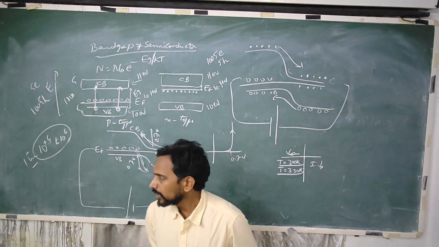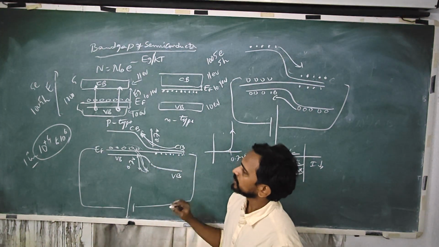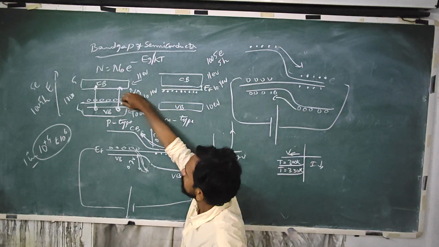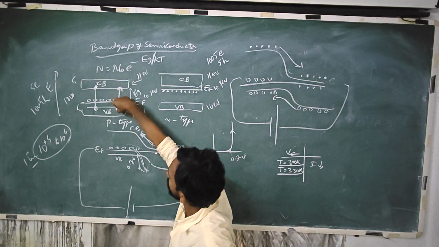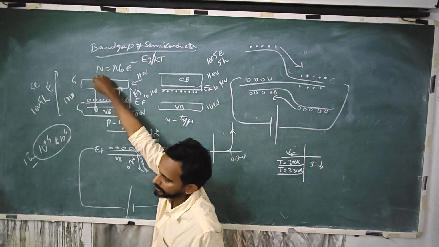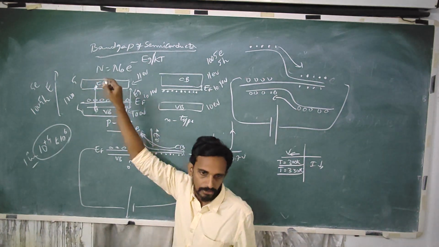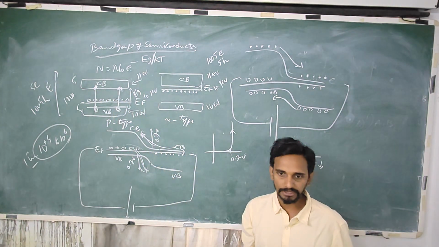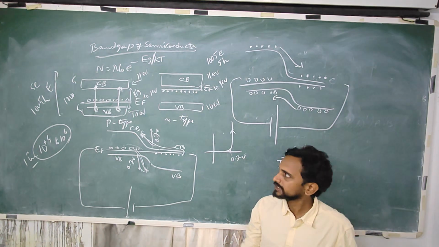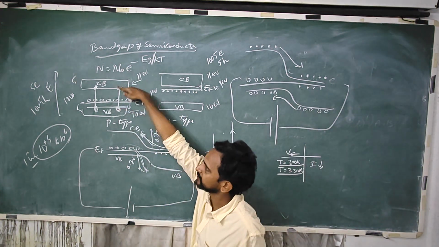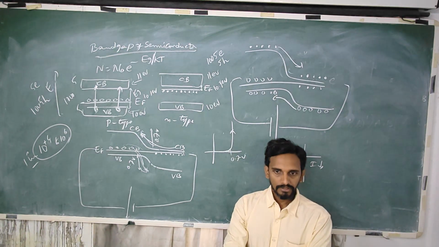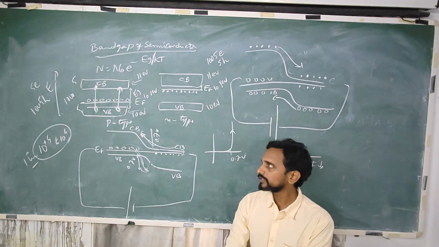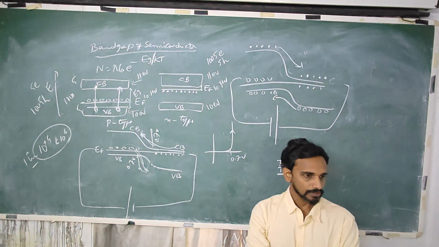So now the carriers are generated by breaking up bonds in the valence band and taking them to conduction band. So whatever current you are measuring is a result of transition of electron from valence band to conduction band. Right? So you will get a measure of band gap in reverse bias.